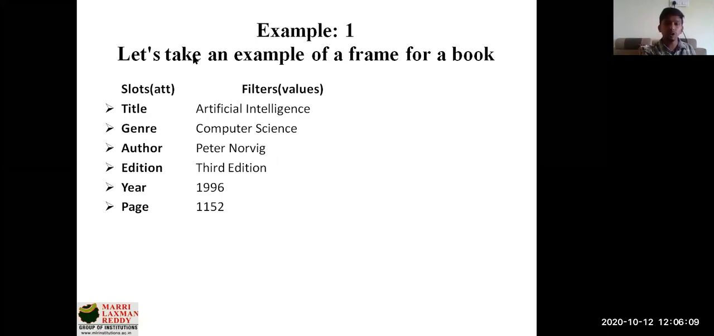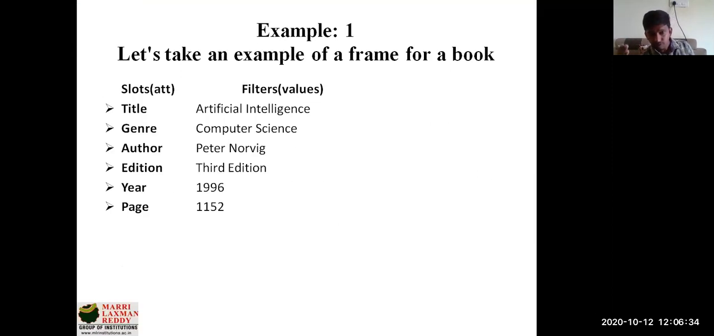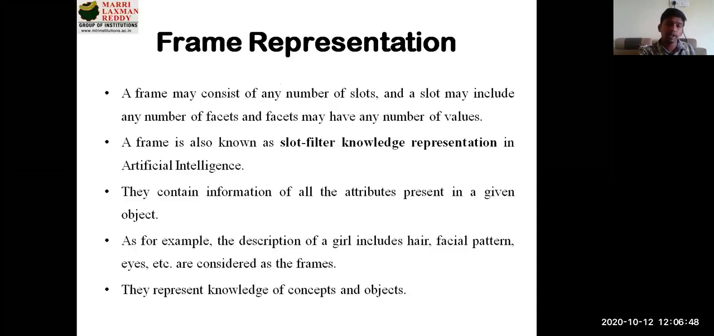So these are called your slots, and these are the fillers or the slot values according to the given input. A frame may consist of any number of slots. It's not only one or two slots. You can even have n number of slots, and a slot may include any number of facets or slot values, and facets may have any number of values. If I say title here, according to the one book given here, that is Artificial Intelligence, the title here. If I talk about the same example with respect to another book, it will have a different title name. So likewise, it can have a number of values for a given book.